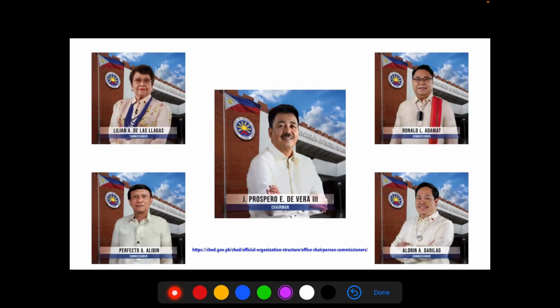Currently, these are the people who hold the positions in the office of the chairperson and the commissioners. We have the current chairman, Mr. Prospero E. De Vera III. Also, we have the 4 commissioners: Lilian A. de las Llagas, Perfecto A. Alibin, Ronald L. Adamat, and Aldrin A. Darilag. So, 1 chairman and 4 commissioners.